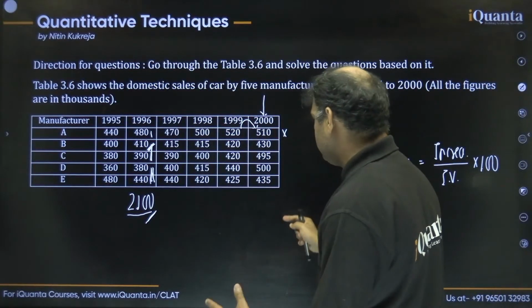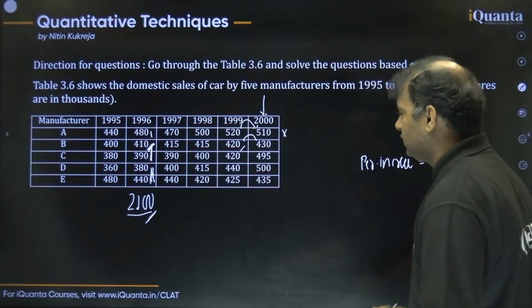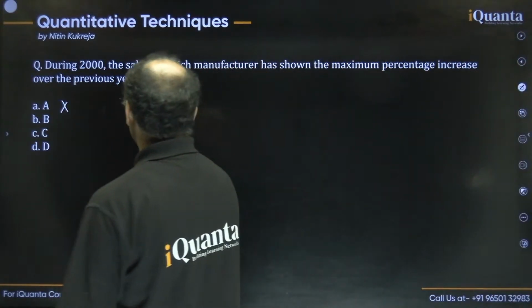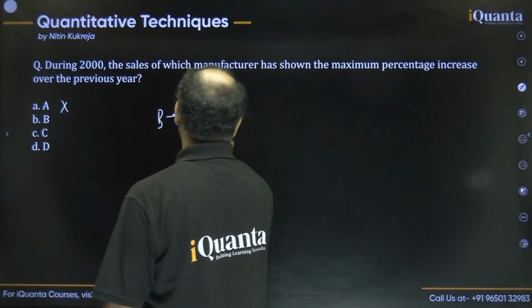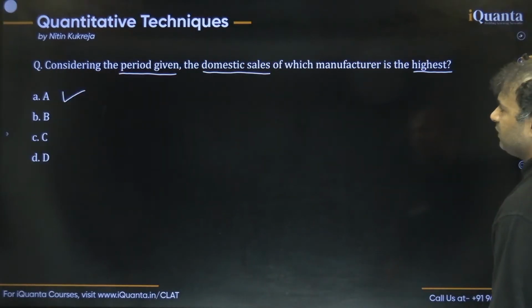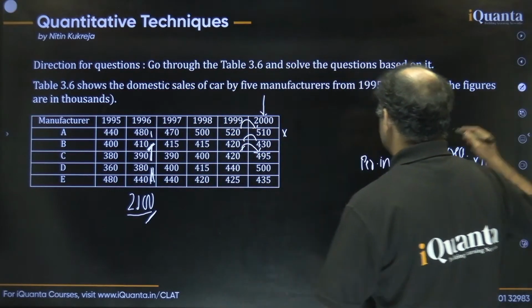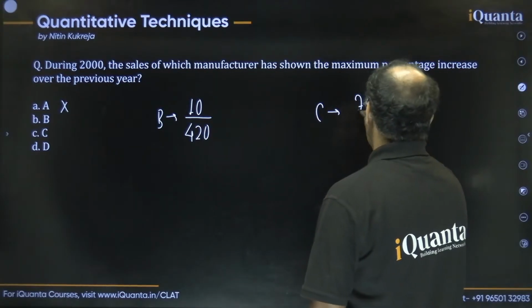B is increasing by 10, okay? The increase is 10 and initial value is 420, okay? So we can write it down, 10 and initial value is 420. So for B, the increase is 10 and initial value is 420. All right, let's write down for all the manufacturers one by one like this. For C, the increase is 75 and initial value is 420 again, all right? 75 and 420, let me write this.